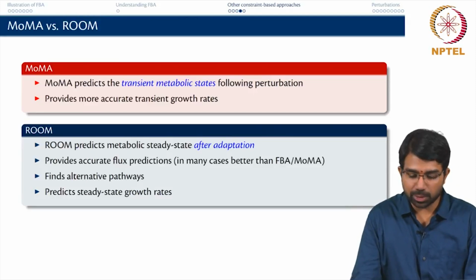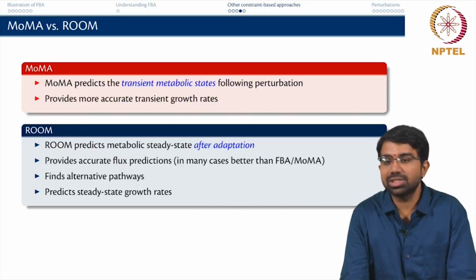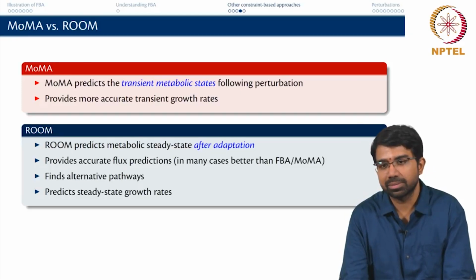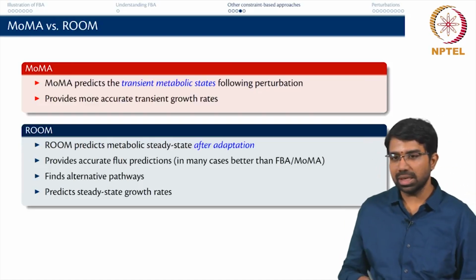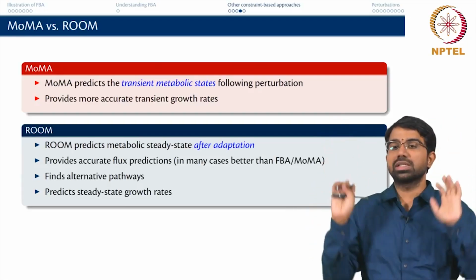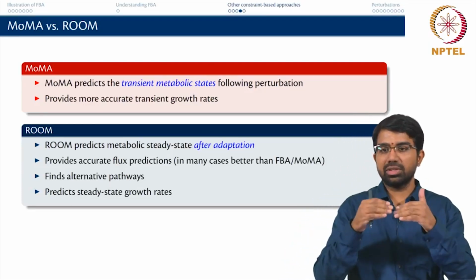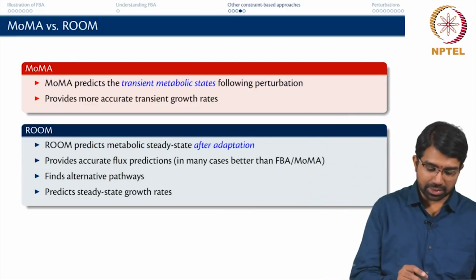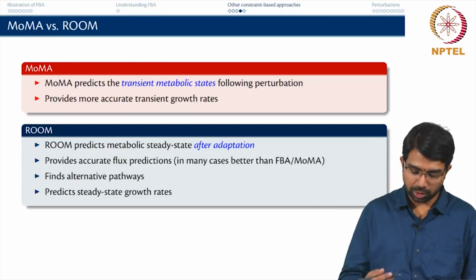So, to come back to the previous question on where is the steady state, it turns out that MoMA predicts the transient metabolic states following perturbation, whereas ROOM predicts the steady state after adaptation, which does seem very reasonable, right. So, the cell initially tries to minimize the overall change, but it settles down to a state where there are only few changes from original. So, everything responds, but finally the cell settles down to a state which is similar to the original state, but has a few more changes, right. So, in different cases MoMA and ROOM have shown better performance and so on.